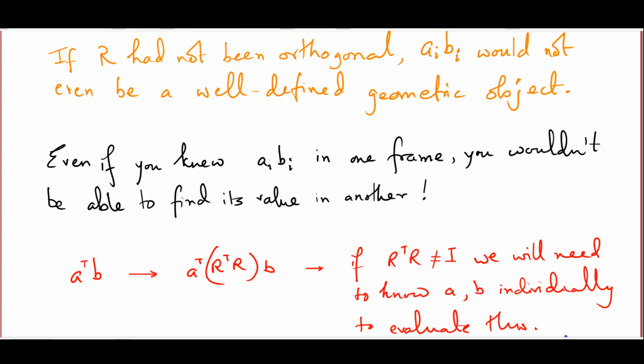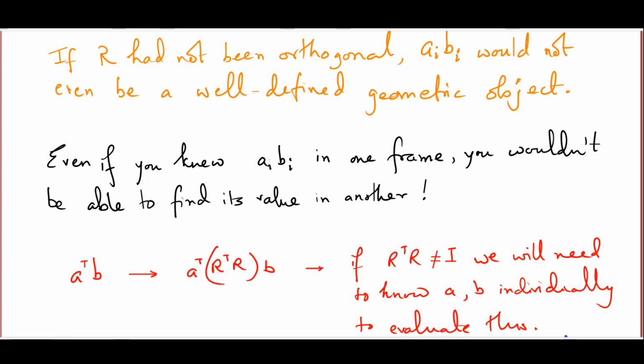However, a general coordinate transformation is not orthogonal, so R transpose R would not be the identity, and now we will not be able to find out its value if we just knew the original value A transpose B. Of course, if we knew the original values of the two vectors involved, A and B, then we could figure out what they become in the new coordinate system, and then we could calculate A prime 1, B prime 1 plus A prime 2, B prime 2 plus A prime 3, B prime 3. But for this, you would need to know the individual components themselves.